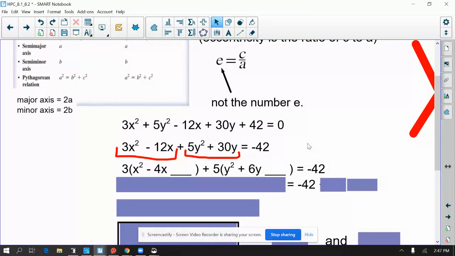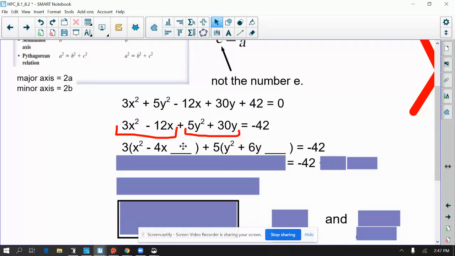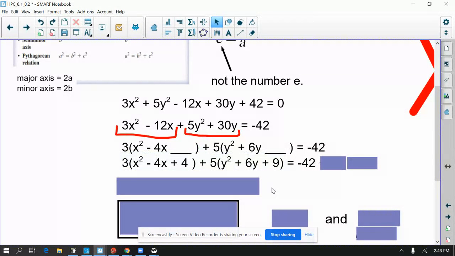And I get this. And now to complete the square, I put a 4 here and a 9 here, because half of 6 is 3. 3 squared is 9. But what did I really add to the left side? I didn't add 4. I added 3 4s. So that's 12. So I have to add 12 on the other side to keep the balance. And I didn't add 9 here. I added 5 9s. So I added 45. So I had to keep the balance.